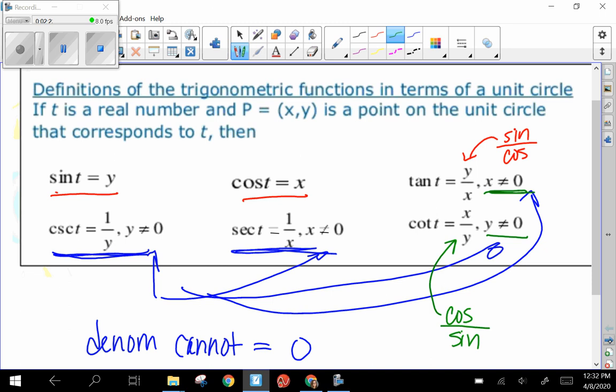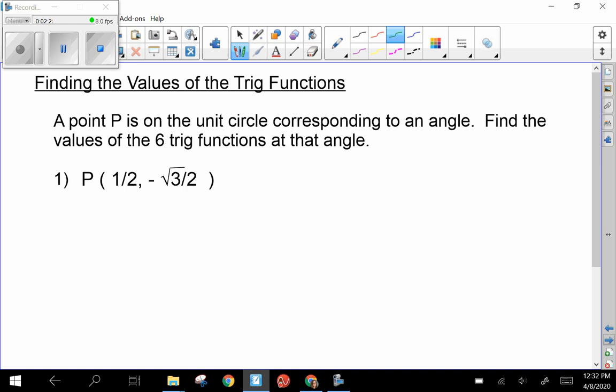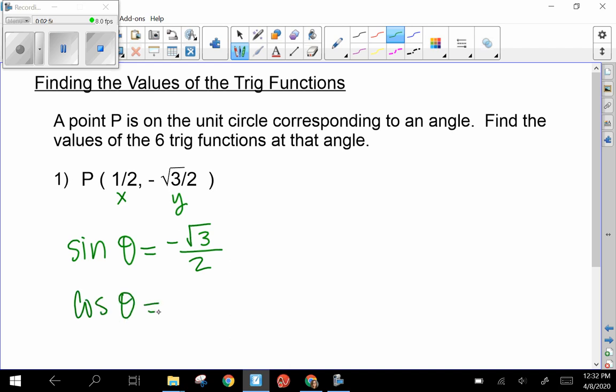So let's do an example that goes along with those ideas. Instructions say a point P is on the unit circle corresponding to an angle. Find the values of the 6 trig functions at that angle. So I'm given a point, x and y, and I'm going to use those ideas from the last page. My sine of t, or theta, should be equal to the y value, so that's -√3 over 2. My cosine value is equal to the x value, so that's +1/2.